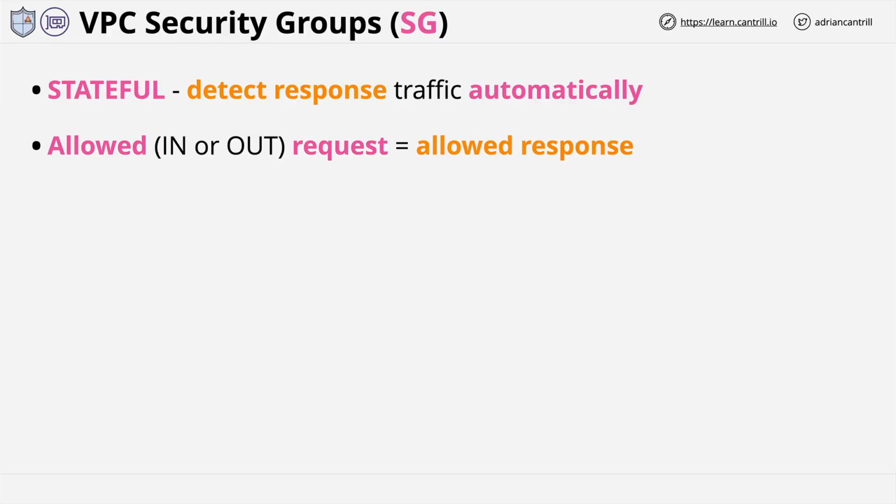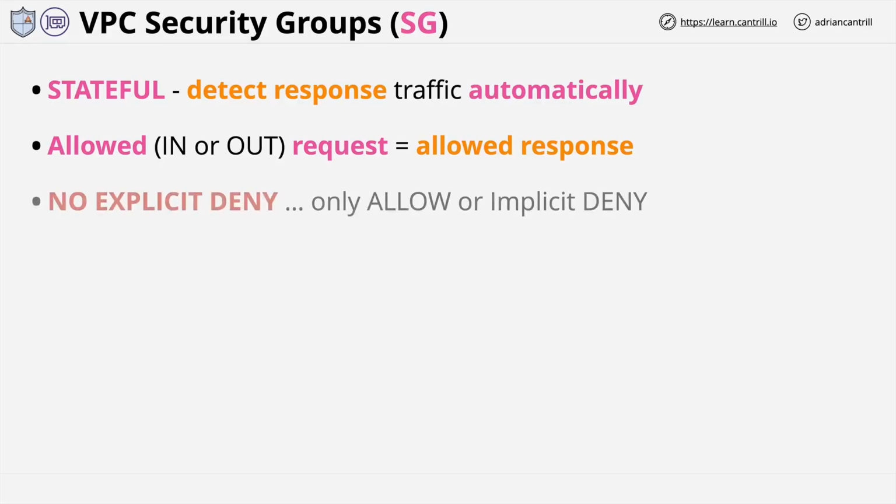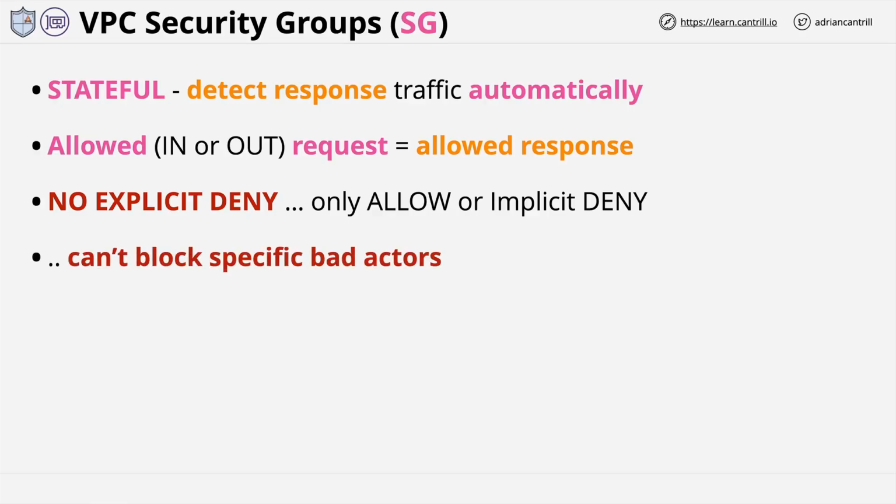Now, security groups do have a major limitation, and that's that there is no explicit deny. You can use them to allow traffic, or you can use them to not allow traffic, and this is known as an implicit deny. So if you don't explicitly allow traffic, then you're implicitly denying it. But you can't, and this is important, you're unable to explicitly deny traffic using security groups, and this means that they can't be used to block specific bad actors.